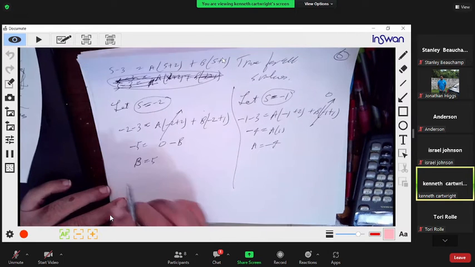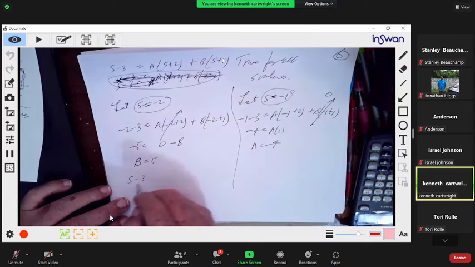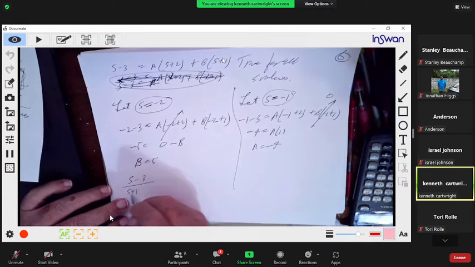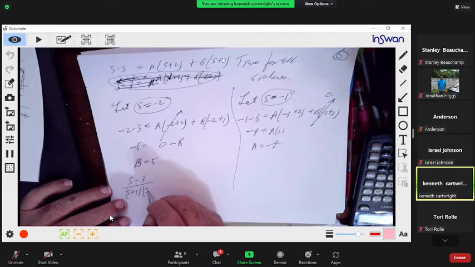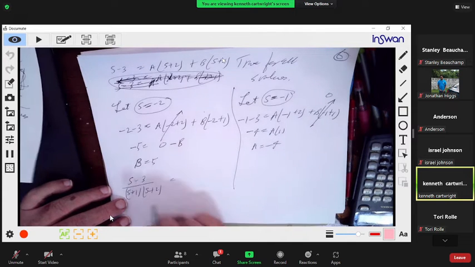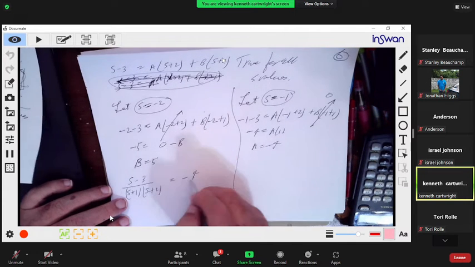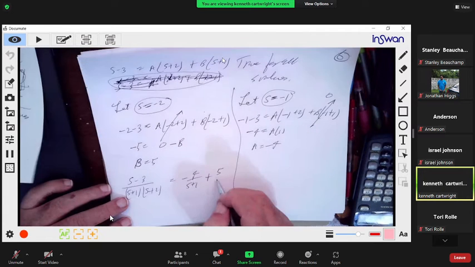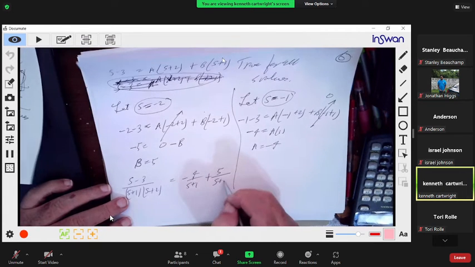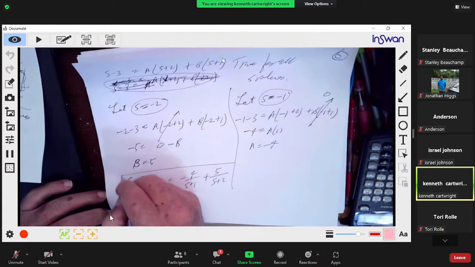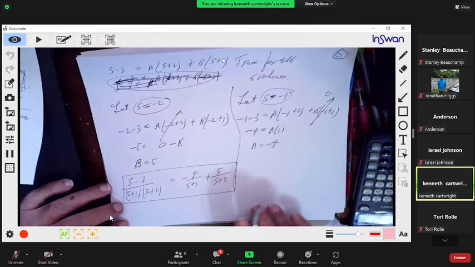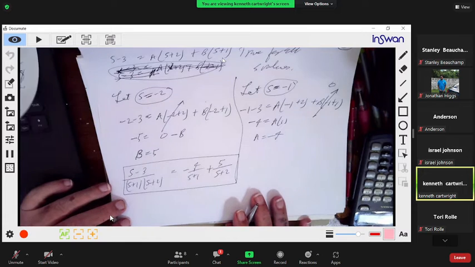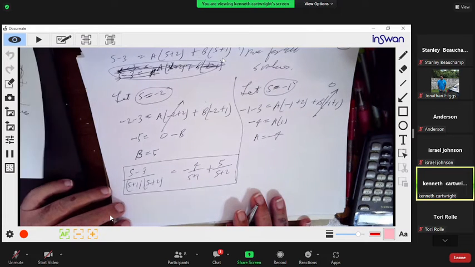So now what we got: s minus 3 divided by s plus 1 times s plus 2 equals -4 over s plus 1 plus 5 over s plus 2. That's the identity we come up with.